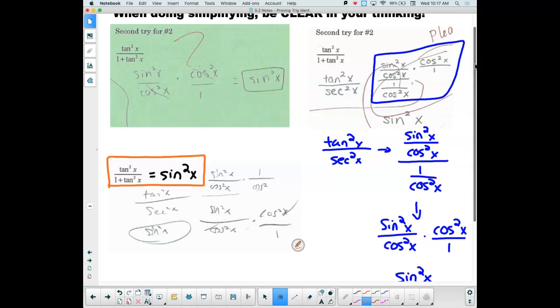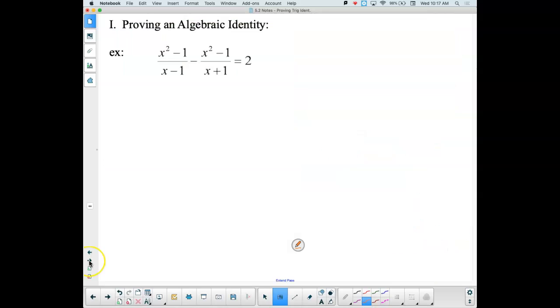Got to show actually everything of what you're thinking. Let's jump into that then. So let's do it with an algebraic identity. I'm telling you that x squared minus 1 divided by x minus 1, subtracted, and then minus x squared minus 1 over x squared plus 1, that is equal to 2. I'm telling you that right now. Flat out. I'm telling you that's equal to 2.